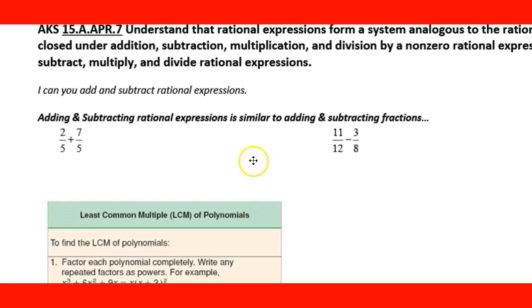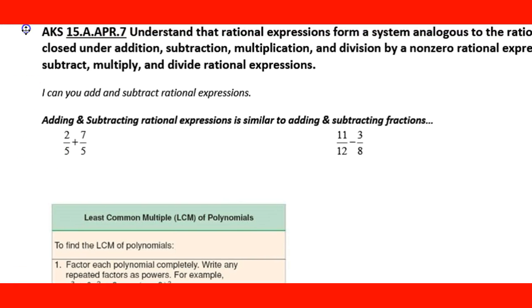Remember, when you add and subtract fractions, you have to have common denominators. This one already has common denominators. So you just add the numerators at the top. That's going to be 9 over 5.